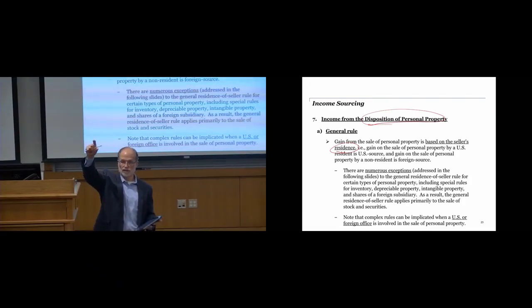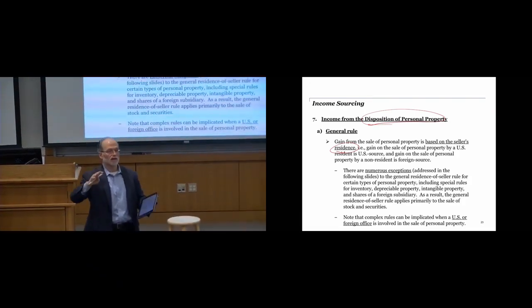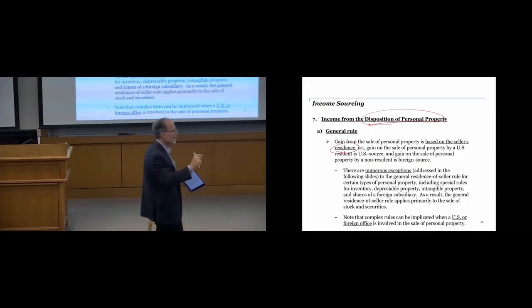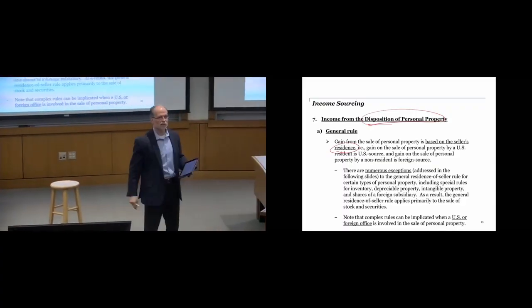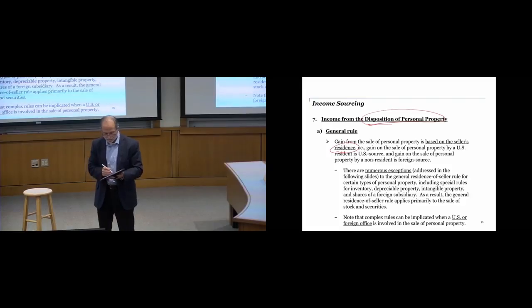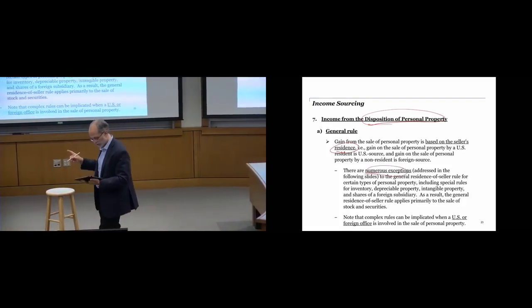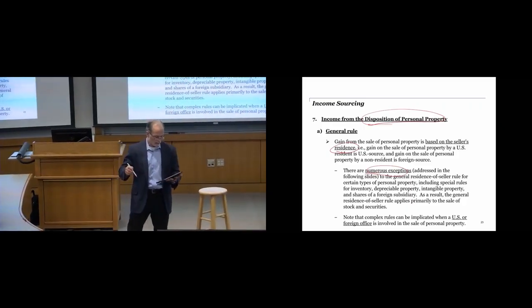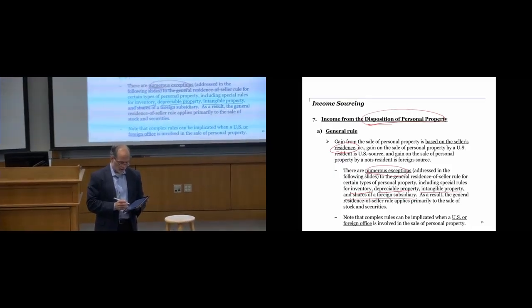You can see here how these rules would be very convoluted to try to keep straight in your mind. That's why you've got to write them down and blast through all the different income streams. This one's even more challenging because there are numerous exceptions, which we're going to go through in the following slides, to the general seller's residence rule for certain types of personal property. Special rules for inventory, depreciable property, intangible property, and shares of a foreign subsidiary.